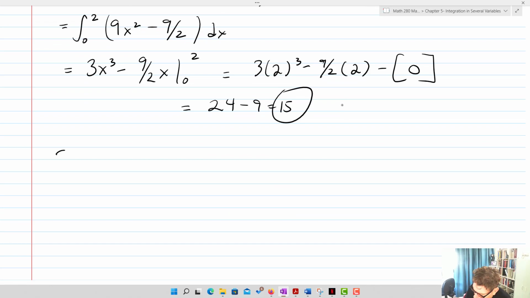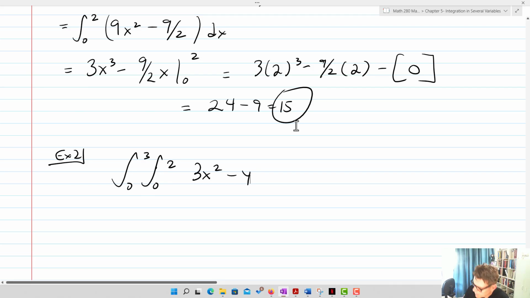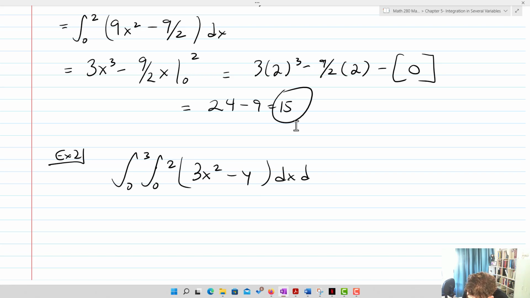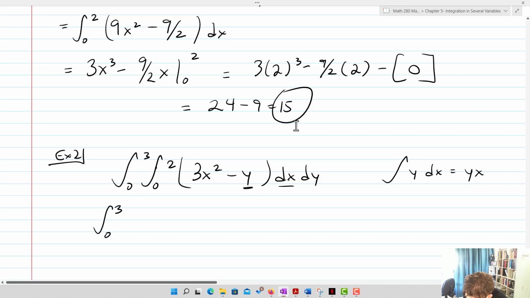So our example 2 is going to go 0, 3, 0, 2, and this will be 3x squared minus y. And now we're going to do dx dy. So we're going to do x first and then y. So we'll do that first. And we're going to treat y now as the constant. So again, if you have the integral of y dx, that's just going to give me yx. Okay? So this will now be the integral from 0 to 3 of x cubed minus yx evaluated from 0 to 2 dy.